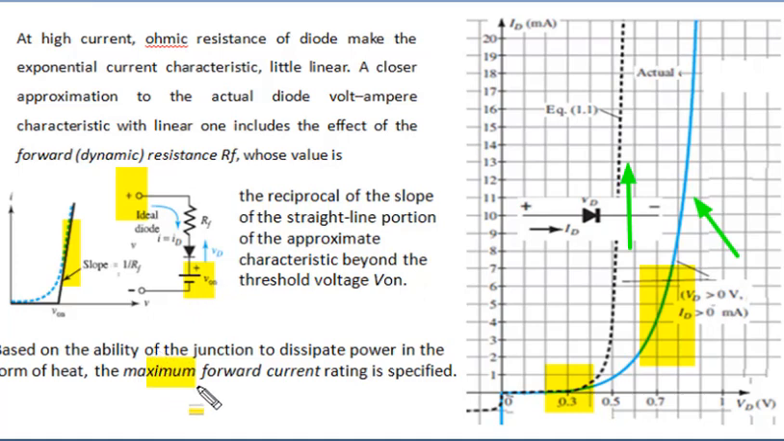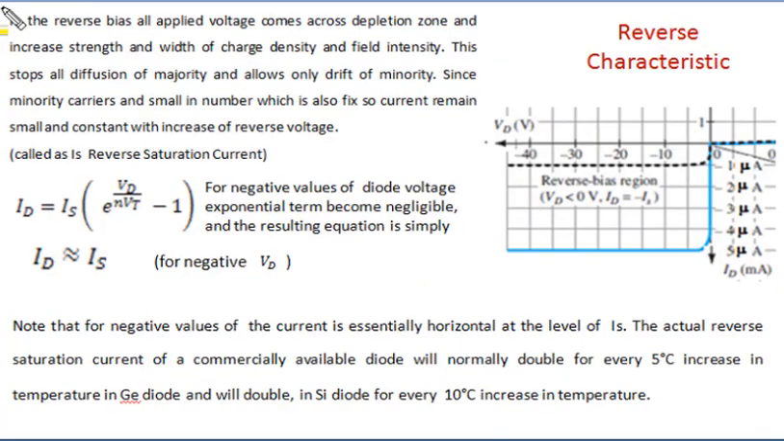And the maximum forward current rating is specified by the ability of the junction to dissipate power, which is in the form of heat. In reverse bias, all the applied voltage will come across the depletion zone, and the charge density and field intensity will increase in strength and width. This will stop all the diffusion from the majority carriers and only allow drift of minority carriers. Since we know that minority carriers are very small in number, we can say that this current is almost constant and fixed, and it's constant with increase in reverse voltage.